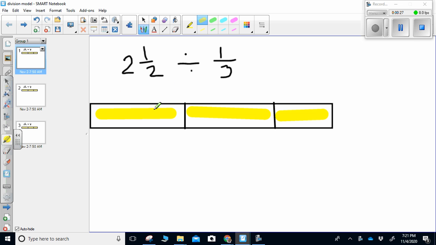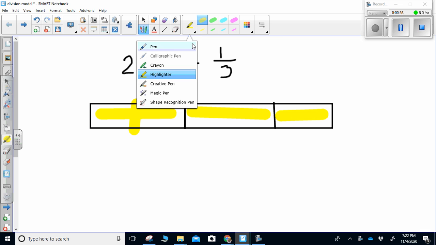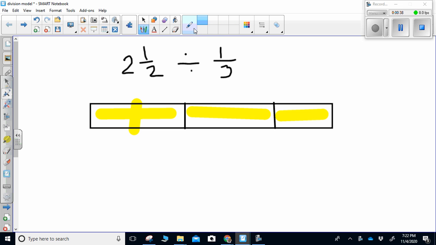And so 2.5, if I were to cut it in half and divide it up like this, whoops, wrong color. Okay, so I draw a line here, and I draw a line here, and so now I have 1 half, 2 halves, 3 halves, 4 halves, 5 halves. So 2.5 is equivalent to 5 halves. So I've got 5 halves, and I'm going to be dividing that by 1/3.